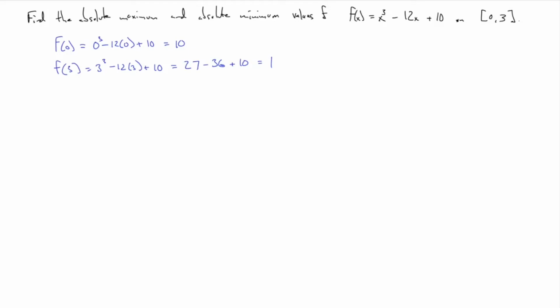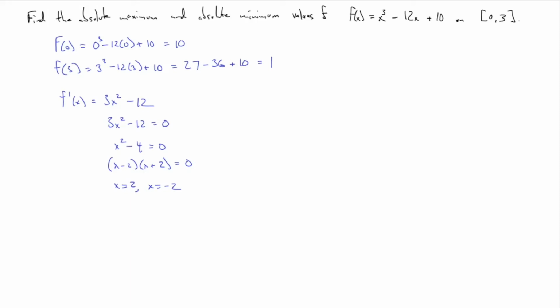What's left is to find the critical points and evaluate the function at those. So let's do that. And the critical points are the places where the function is not differentiable, which never happens because it's a polynomial and it's differentiable everywhere, or the places where the derivative is 0. So to find those places, we take the derivative, and the derivative is 3x squared minus 12. And if we want to know where that's 0, we set that equal to 0 and solve. And when you do that algebra, you find that x is either 2 or negative 2.